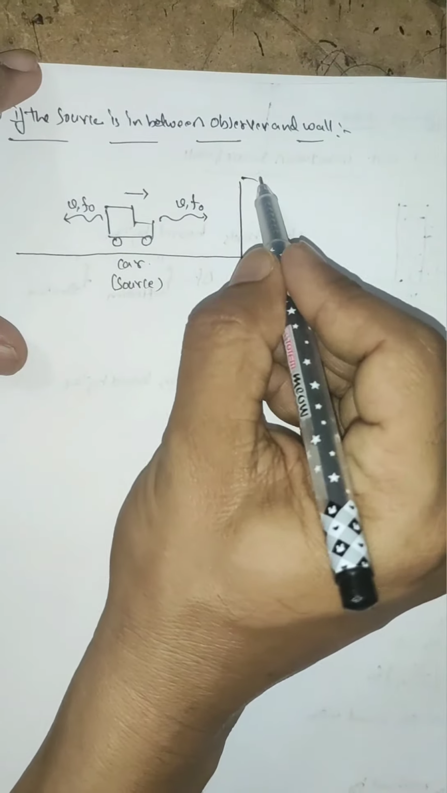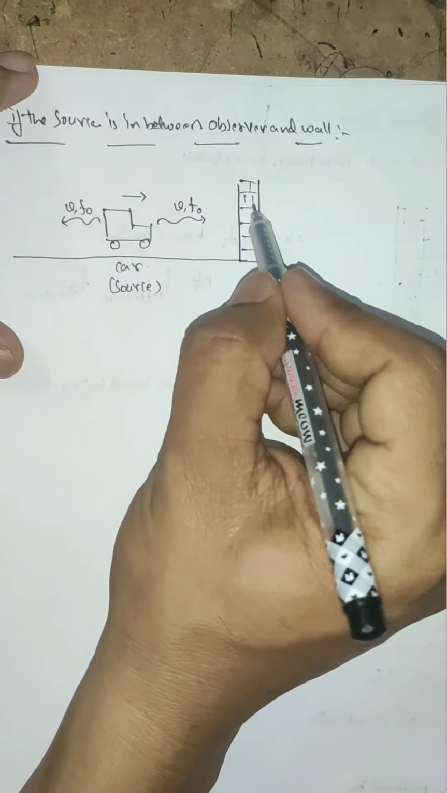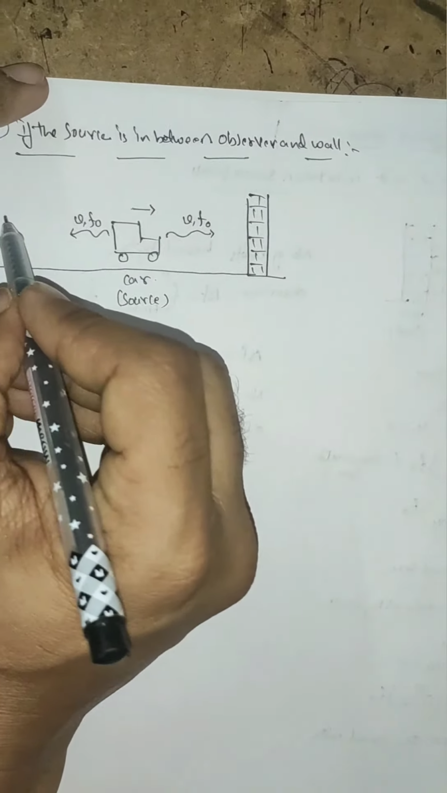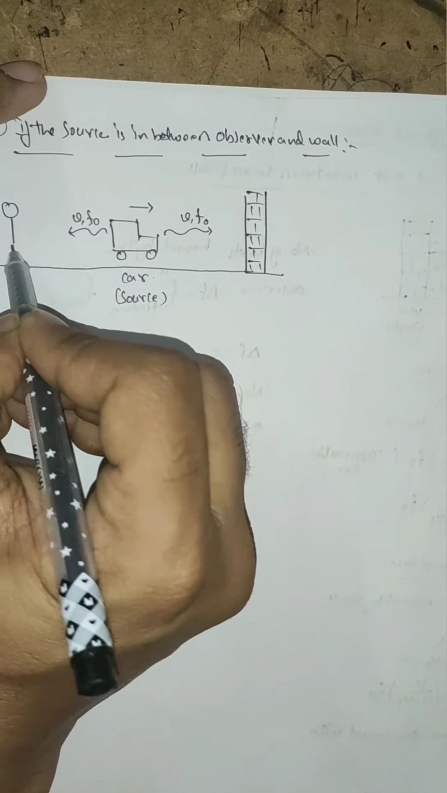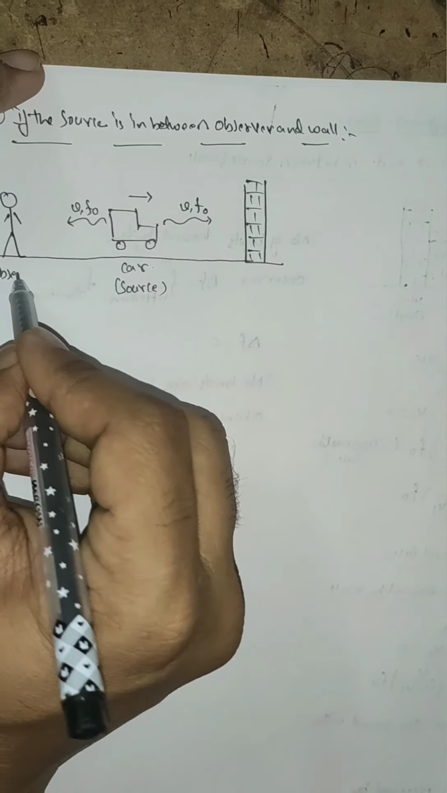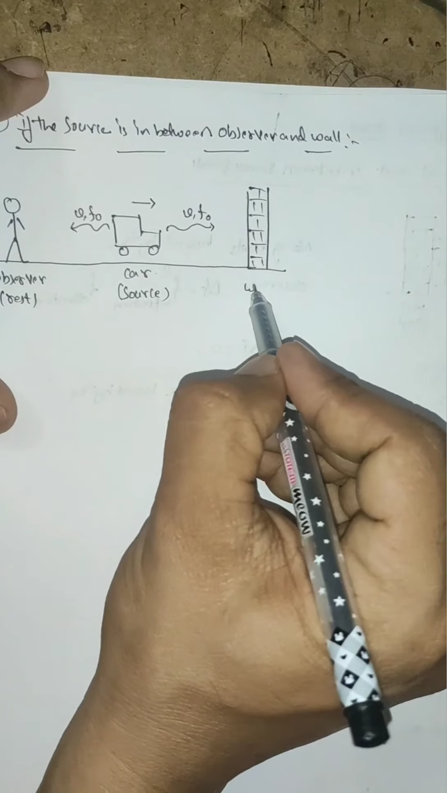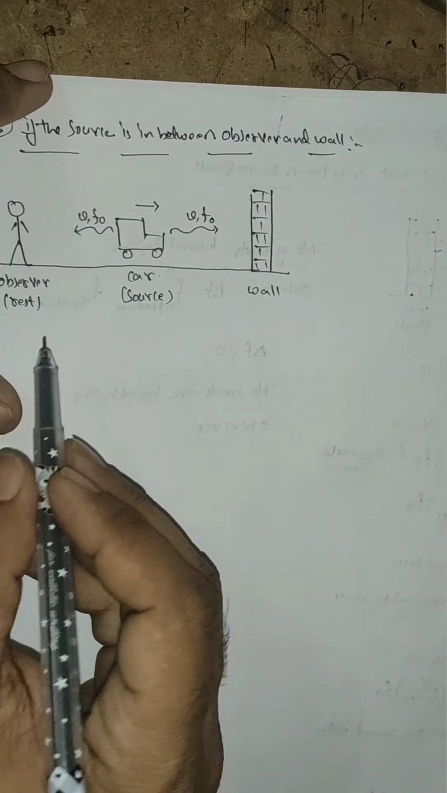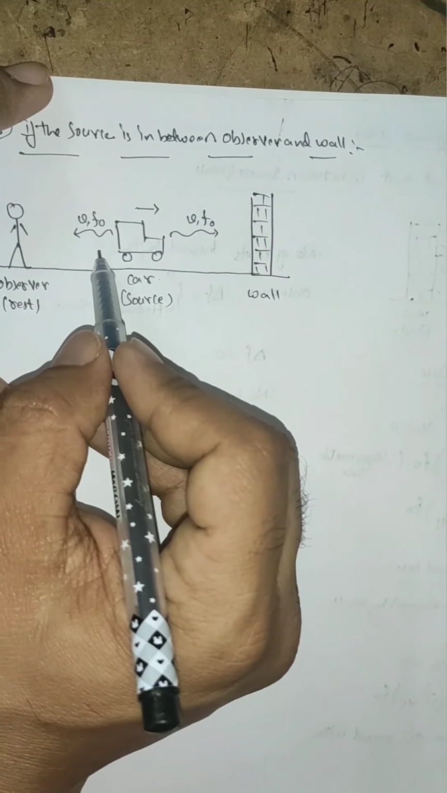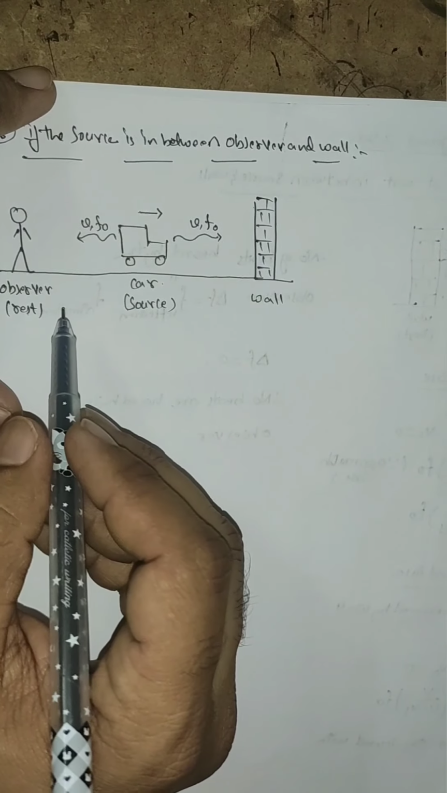Okay. Now let us consider there is a wall, and an observer. Let us consider the observer is here and he is at rest, right? And this is the wall here. Now what is the frequency of the sound? What is the apparent frequency of the sound received by the observer directly?